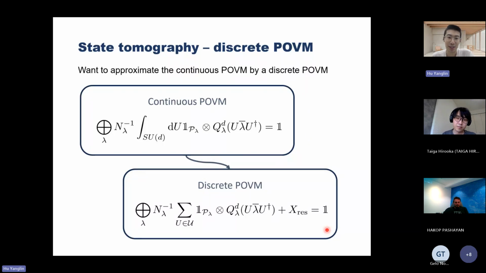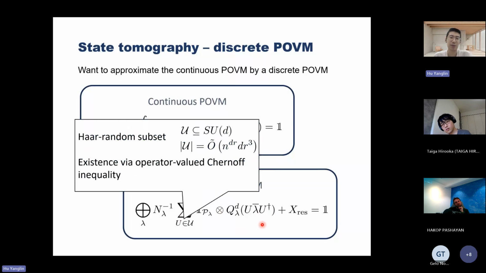So what we can do is discretize the original continuous POVM. Originally the continuous POVM is something like this. We can find an approximate unitary design and try to discretize it. By discretizing the continuous POVM with a discrete POVM, we can upper bound the elements in the POVM, and that will give us an upper bound on the quantum memory we have to use.